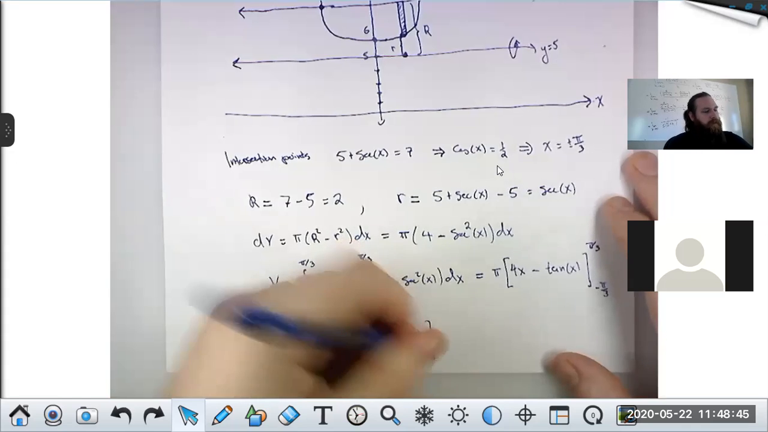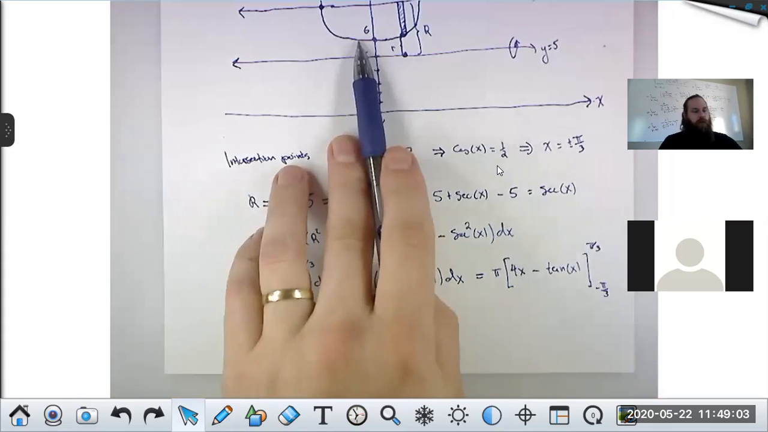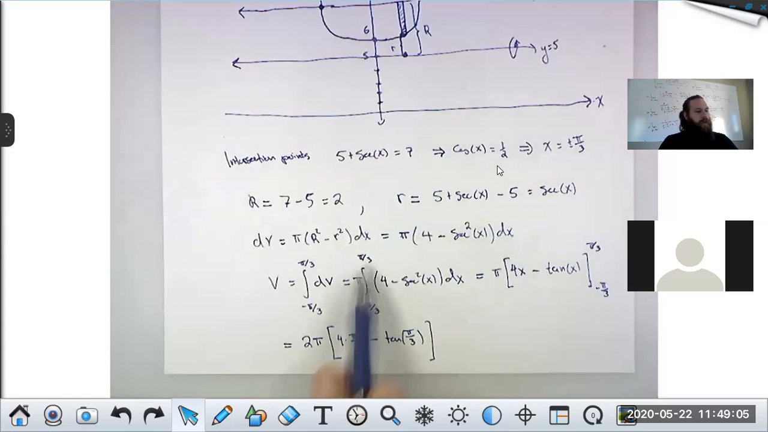And again, I'm using a symmetry argument there, right? We have y-axis symmetry in this region, which means the total volume is twice the volume you would get from just rotating that region between 0 and pi over 3 about y equals 5. So that's how this pi became a 2 pi. We're using the y-axis symmetry to say this integral is really 2 pi times the integral from 0 to pi over 3.